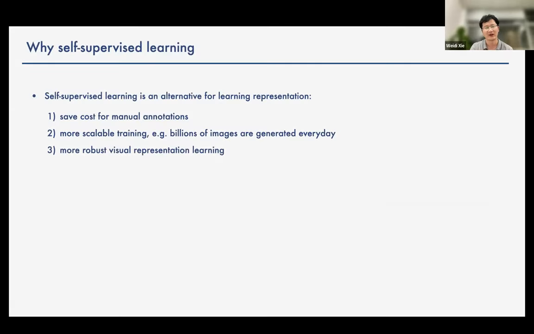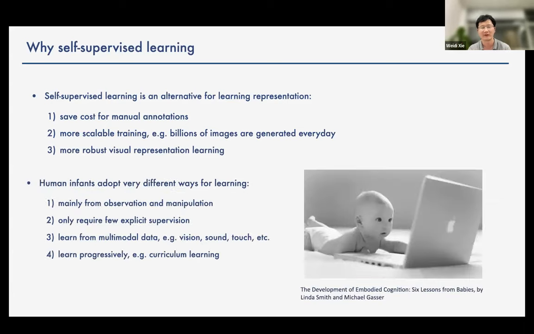And self-supervised learning is actually an alternative for learning representations. It has a lot of good things. The first is that it saves cost and it's more scalable, because recent vision language models have to be pre-trained with self-supervised learning, since you need a huge amount of data. You can't label it all, right?